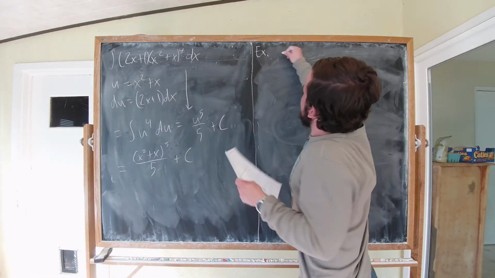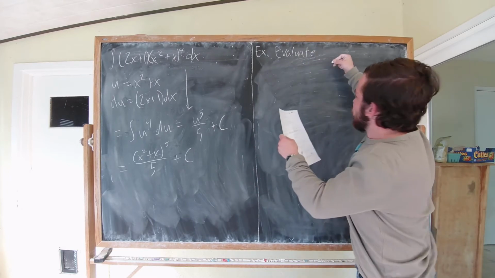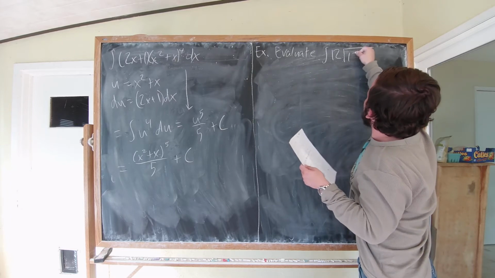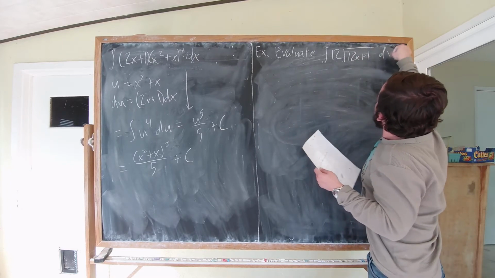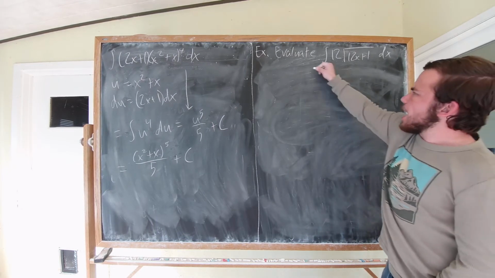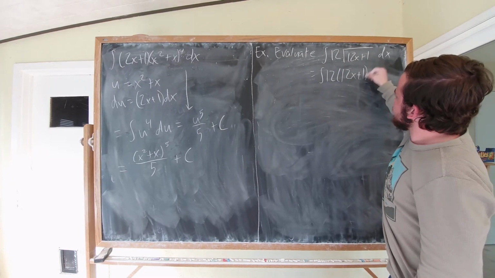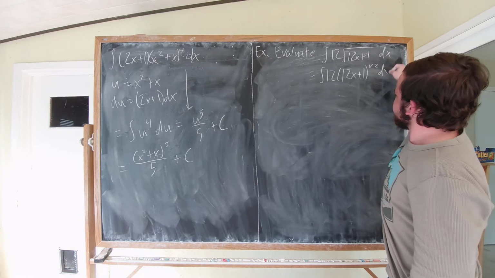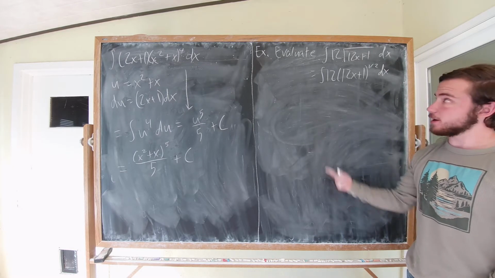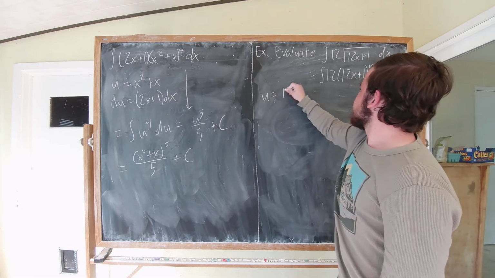Let's evaluate the integral of 12 times the square root of 12x plus 1 dx. Which I will rewrite as the integral of 12 times (12x plus 1) to the 1/2 power dx. It seems like there's a nice and clear choice of u sub here. The more complicated part is right there. So let's let u equal 12x plus 1.